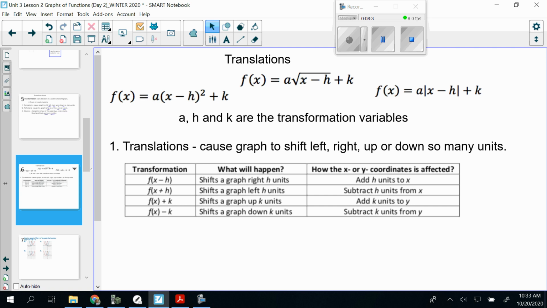Translations, let's look at those first. We've done a little bit with these so far. If you're adding or subtracting outside your function, that's going to shift it up or down, and it's just what you'd normally think. Plus is up, and minus is down for these. If it's inside your function, adding or subtracting, then it's opposite what you'd normally think. So subtracting something actually moves it right. Adding something actually moves it left. So insides, left and right, and opposite.